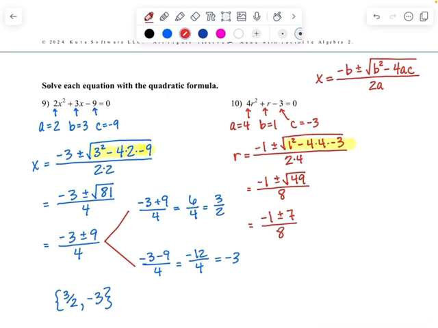Let's split this now into two separate solutions to break apart that plus minus. Up top, we're going to have negative 1 plus 7 over 8, which simplifies to 6 over 8, which reduces to 3 over 4. My second solution is negative 1 minus 7 over 8, which reduces to negative 8 over 8, which is the same thing as negative 1. My two solutions are negative 1 and 3/4.